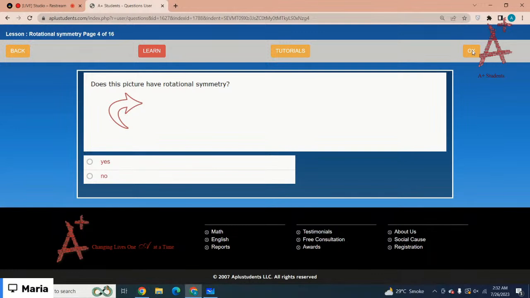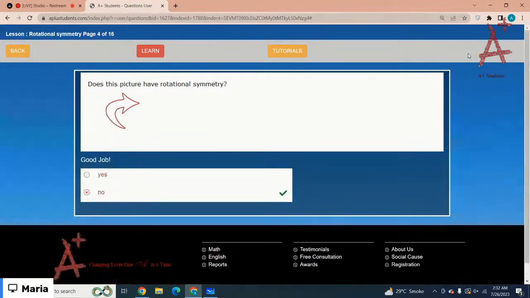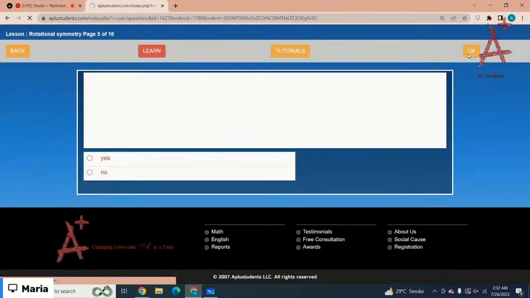Does this picture have rotational symmetry? Yes or no? The correct option is no. If you rotate the image along half or less, it doesn't look the same. So no, the correct option is no.